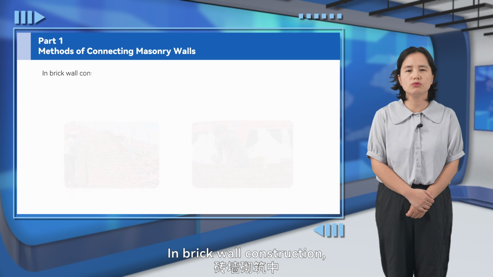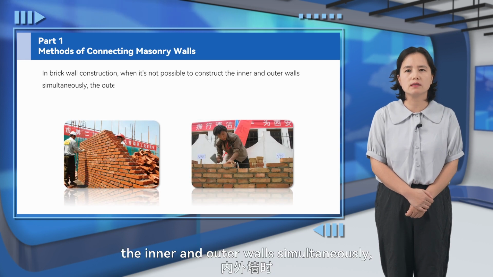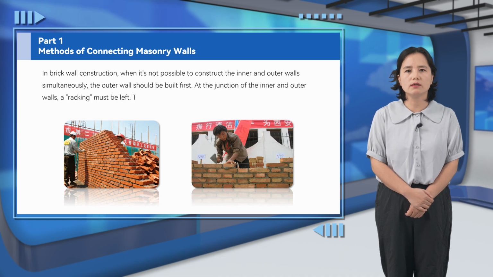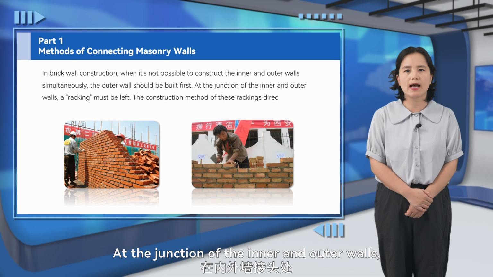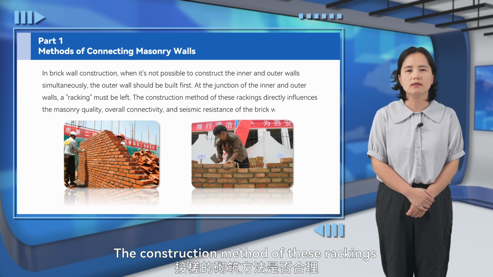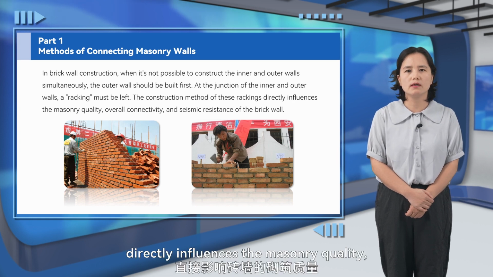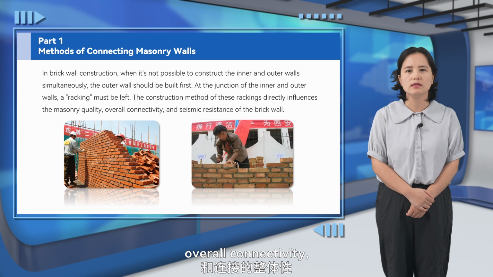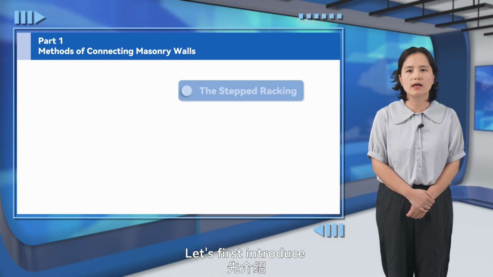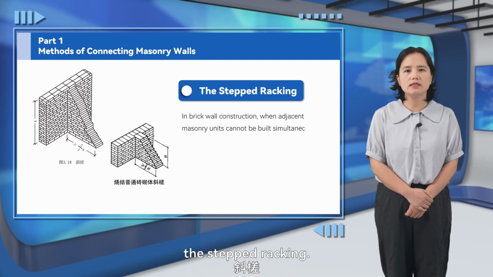In brick wall construction, when it's not possible to construct the inner and outer walls simultaneously, the outer wall should be built first. At the junction of the inner and outer walls, a racking must be left. The construction method of these rackings directly influences the masonry quality, overall connectivity, and seismic resistance of the brick wall. Let's first introduce the first type of wall connection, the stepped racking.